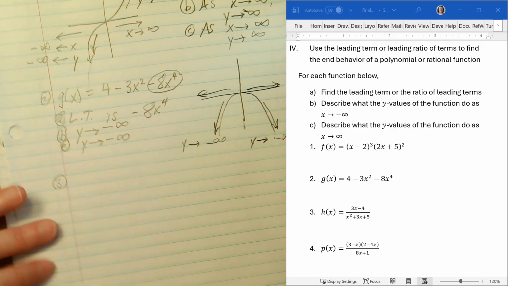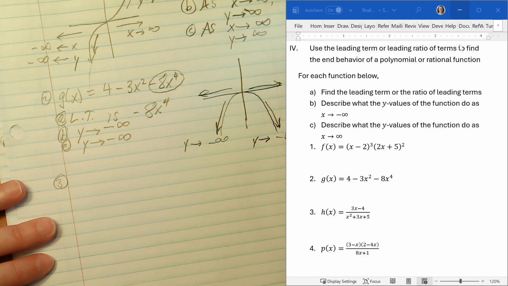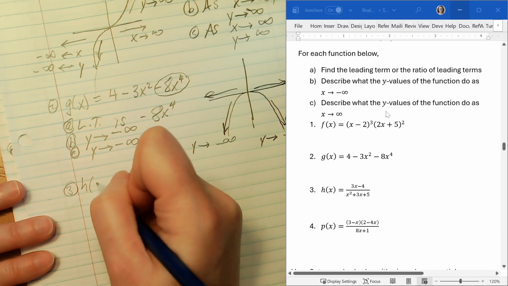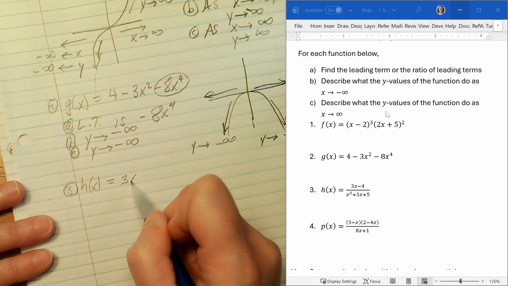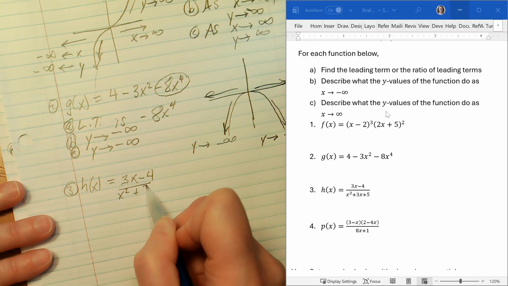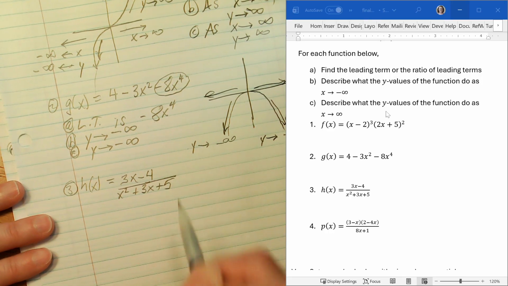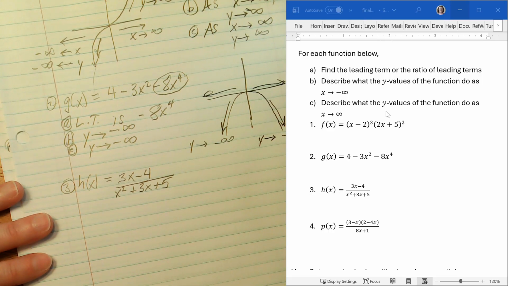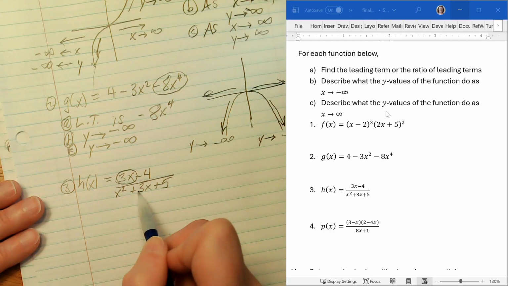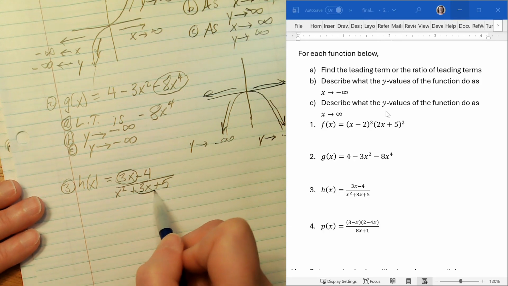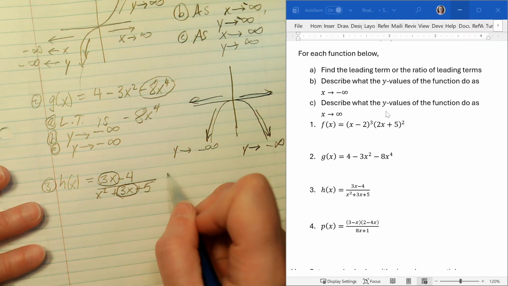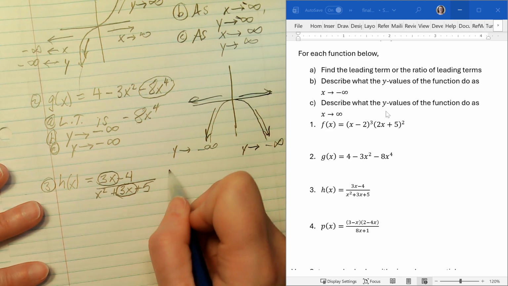Okay, so we're on number 3 here. Now we actually have some rational functions. Let me scroll this down a little bit. So h of x is (3x minus 4) over (x squared plus 3x plus 5). For the ratio of leading terms, you just take the leading term from the top and the bottom. So that's 3x, and this one is also 3x. That doesn't seem like something I would have done, but I like to make them harder than that usually. Oh well, I guess I did it.